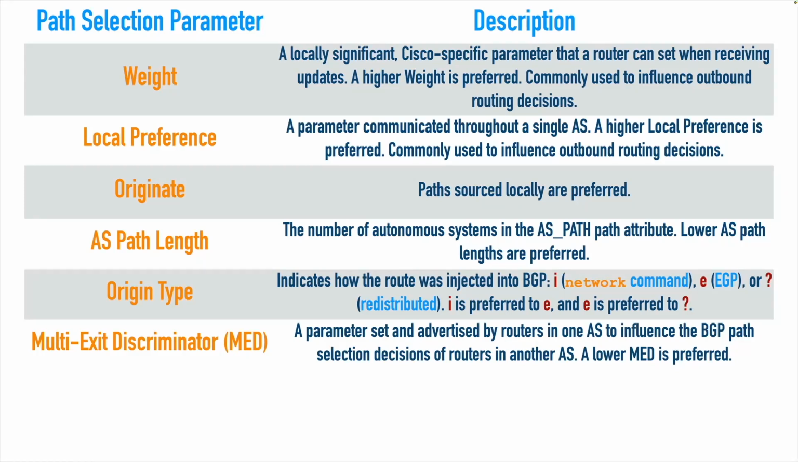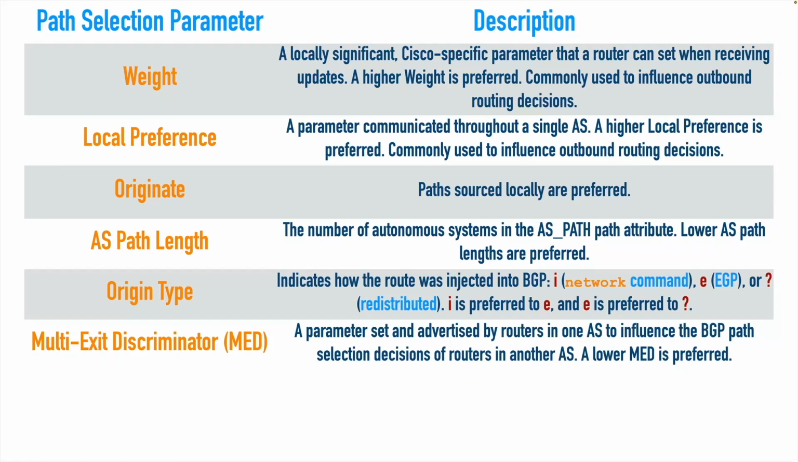And if origin type is a tie, the next tiebreaker is called the MED, the multi-exit discriminator. And I think of this as the closest thing that BGP comes to having an actual metric. Remember, with weight and local preference, higher values were preferred. Well, with the MED, much like a metric in other routing protocols, a lower value is preferred. And manipulating the MED is a way for us to influence inbound path selection decisions.